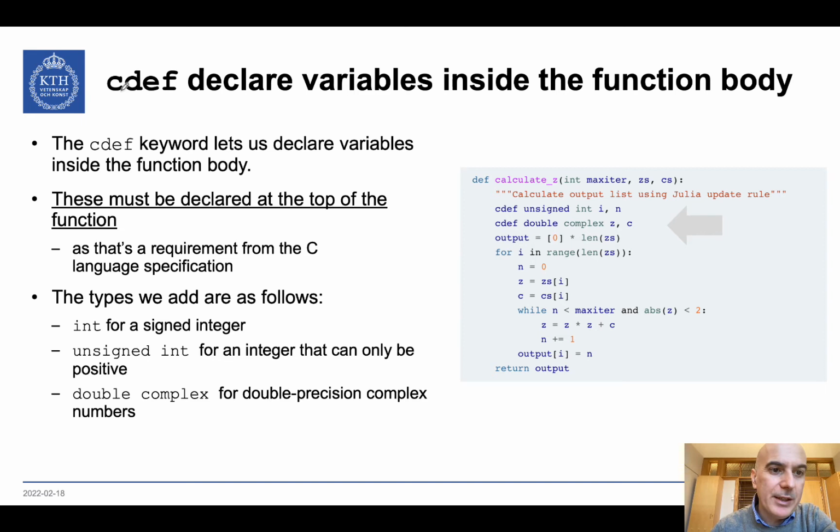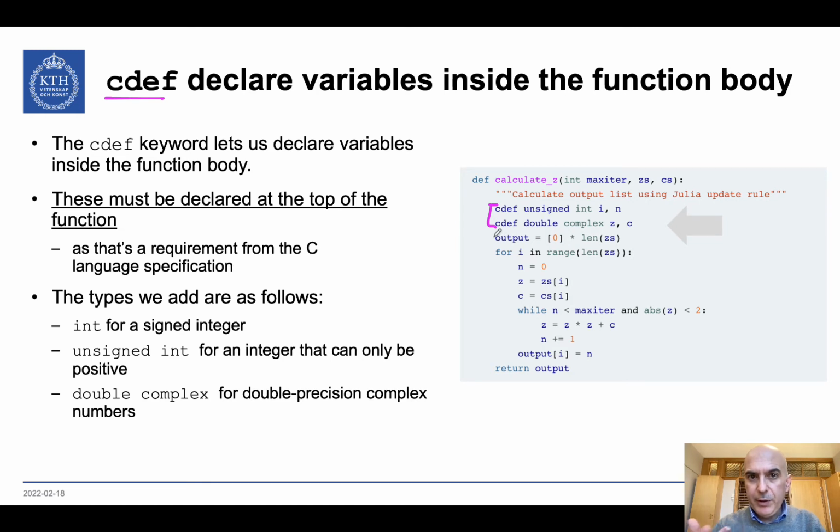How do we add the type annotation to our Cython code? We're going to use the cdef declaration, which allows us to declare variables inside the function body that is written in Cython. The cdef keyword lets us declare variables inside the function bodies. This declaration must be at the top of the function, to follow the C specification that requires the variable definition at the beginning of the code or the function.